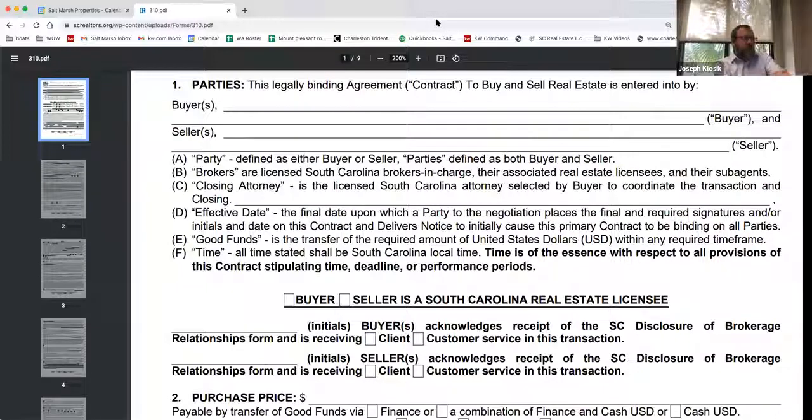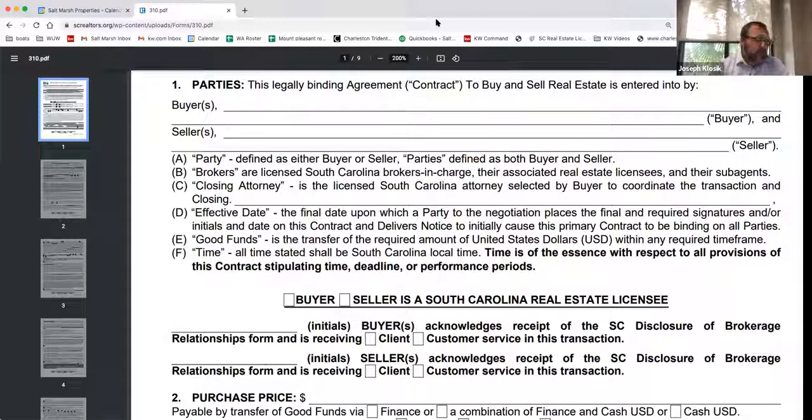Brokers are licensed South Carolina brokers in charge, their associated real estate licensees, and their subagents. You know, this technically spills over into the termination agreement. I know a lot of people, especially when we held earnest money, anytime there was a release of earnest money, it says broker on there. Technically, that covers you as the agent as well. So if you do have a release from a contract, you can sign it yourself. Closing attorney would be the attorney that's representing and selected by the buyer.